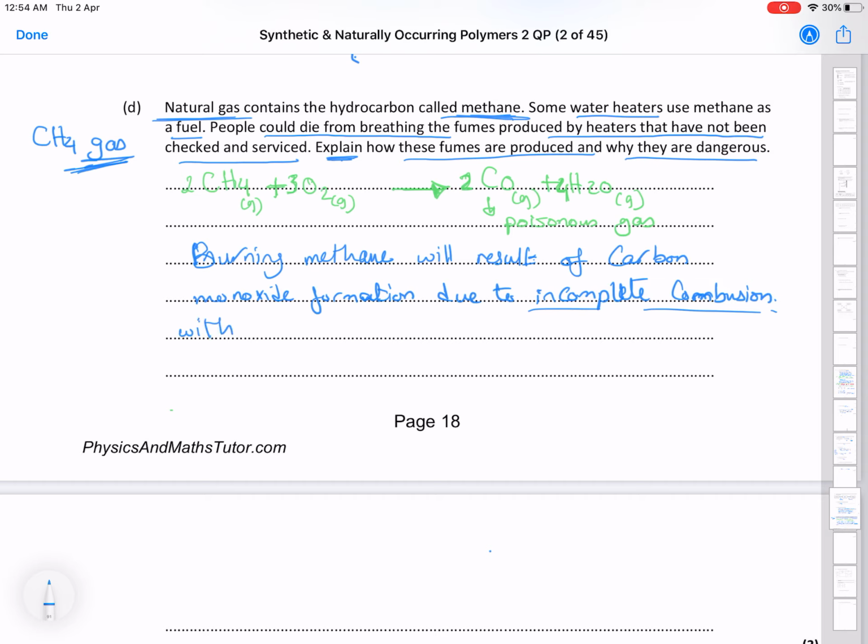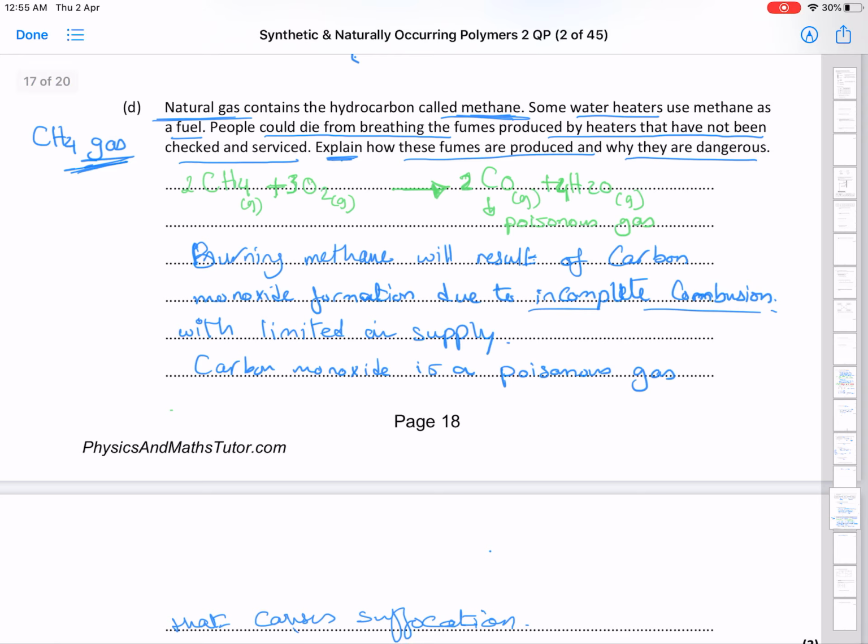Why does incomplete combustion happen? Why not complete? Because there is a limited air supply inside the heater, or insufficient oxygen. And I think we should also write that carbon monoxide is a poisonous gas that causes suffocation. I don't have to go into the details of how carbon monoxide attaches to the hemoglobin, preventing respiration, because this is more like biology details. For the sake of chemistry, this answer is enough.